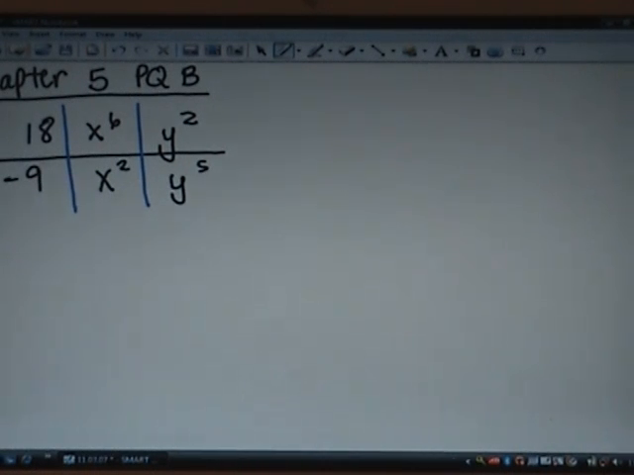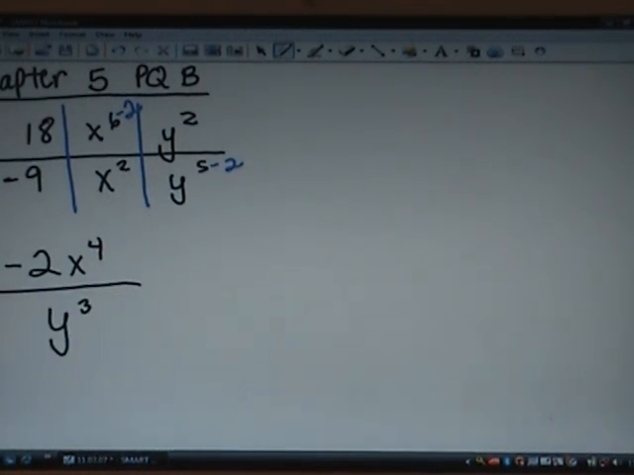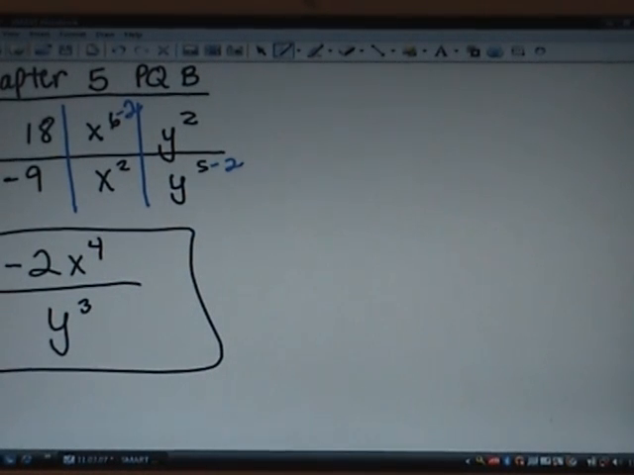18 over negative 9 is what? Negative 2 in the numerator. Sir, could you take out your spiral and look at your work at least while I'm doing this. X to the 6 over x to the 2nd, 6 minus 2 is x to the 4th, in the numerator. Y to the 2nd, y to the 5th, we bring the 2 down. 5 minus 2 is y to the 3rd, and it's in the denominator. Okay, did that help for some of us? Yes. Okay.